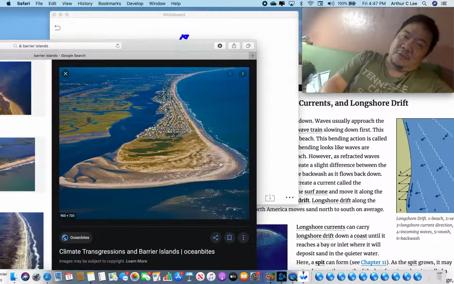And then when sea level rose over the last 10,700 years, it flooded this area in, separating this part here from the mainland. And this part here that's been separated is called the barrier island. This here is called a lagoon. A lagoon. And here's the mainland.